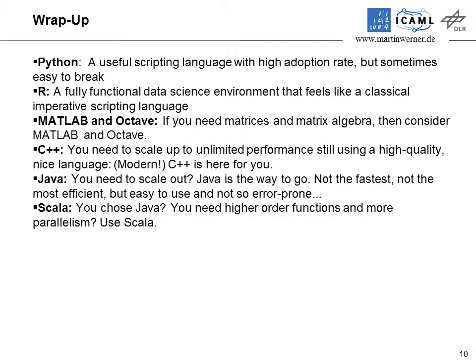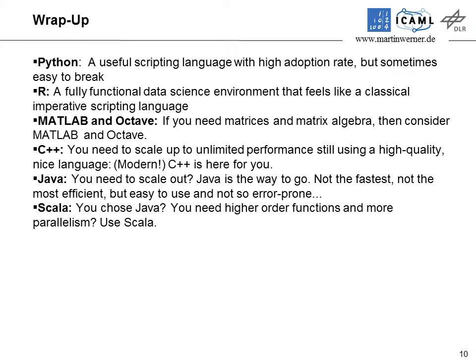So let's wrap up all of this. Python is a useful scripting language, very high adoption rate, which is of course very good when you look for questions and answers in the internet. But the Python environment is kind of easy to break, so be careful, use virtual environments, use virtual machines, use Docker, just to isolate your experiments. R is a fully functional data science environment, and it feels a bit like a classical imperative scripting language, so it's easy to start when you know imperative programming, and it's very powerful in the end. So this is something you should have on the list of things to learn.